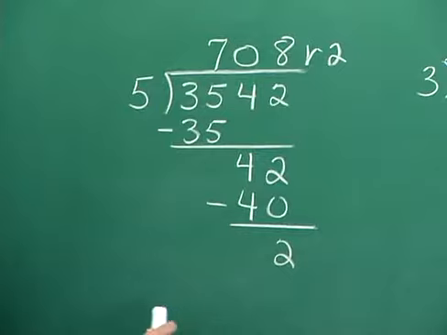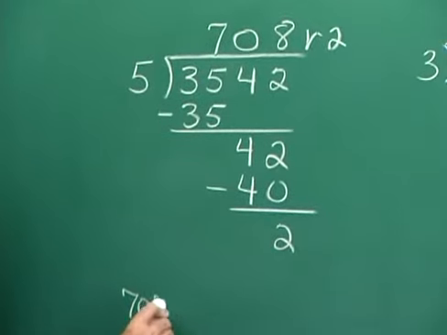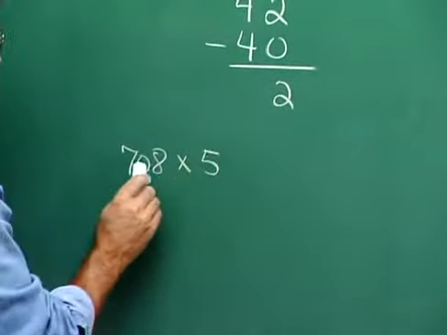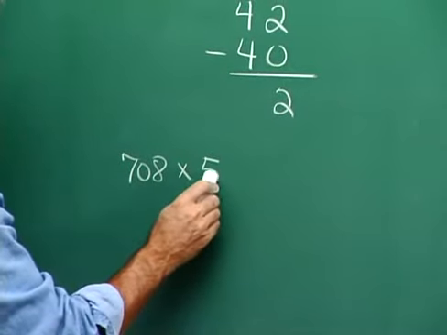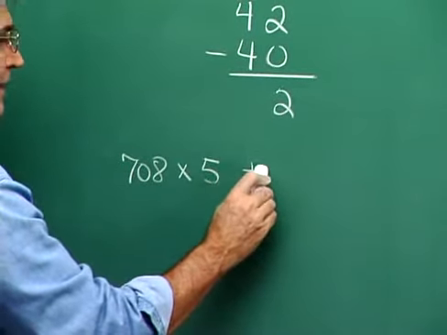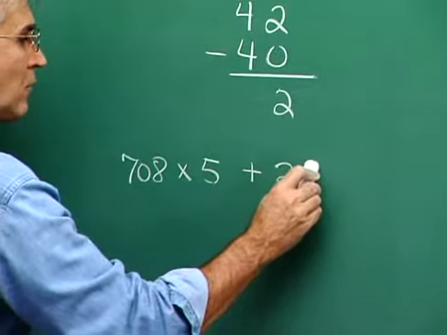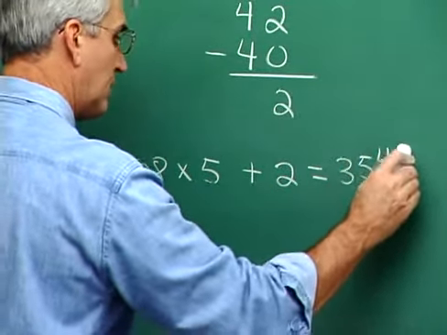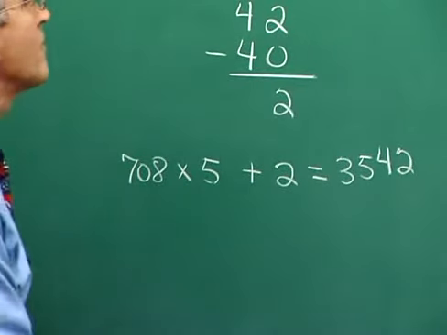And let me show it to you, that whole process. To check it, here's what we do. We multiply 708 times 5. You see the quotient times the divisor, and then add the remainder, and we should get 3,542. And we do in this case.